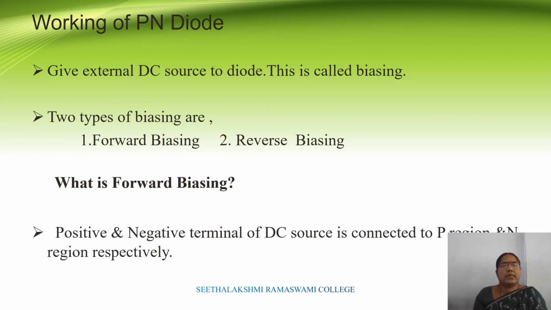Working of PN junction diode. For proper working of a PN junction diode, we give an external DC source to the diode. This is called biasing. There are two types of biasing. The first one is forward biasing and the next one is reverse biasing. What is forward biasing? The positive terminal of the DC supply is connected to the P-type region and the negative terminal of the DC supply is connected to the N-type region. This type of biasing is called forward biasing.